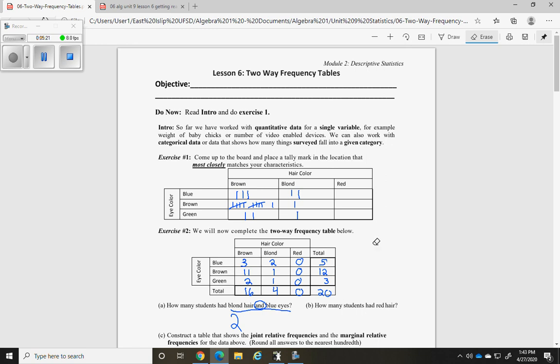Next, it asks how many students had red hair. So I could look at just the total number of students who had red hair, and that's 0. Just read carefully and you should be able to answer this.